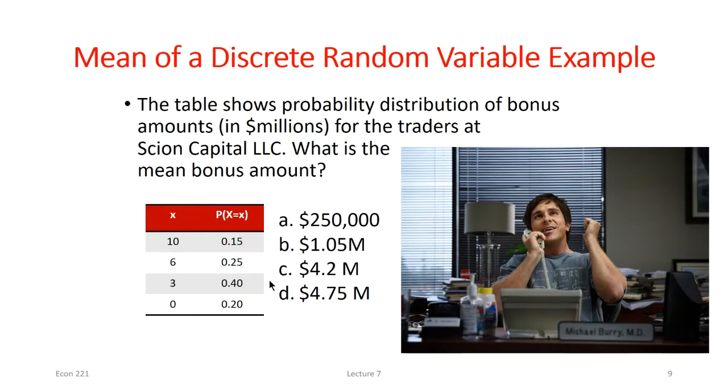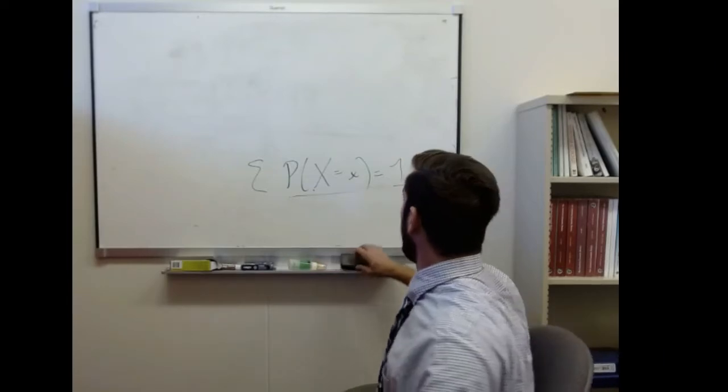But if I want to actually walk through it, what would I do? Well, I'd take the first outcome of 10 times the probability of 0.15, add to that the next outcome of 6 times 0.25, plus 3 times 0.4, plus 0 times 0.2. Right? All right, so we're thinking about what that looks like. I'm just taking all those values.